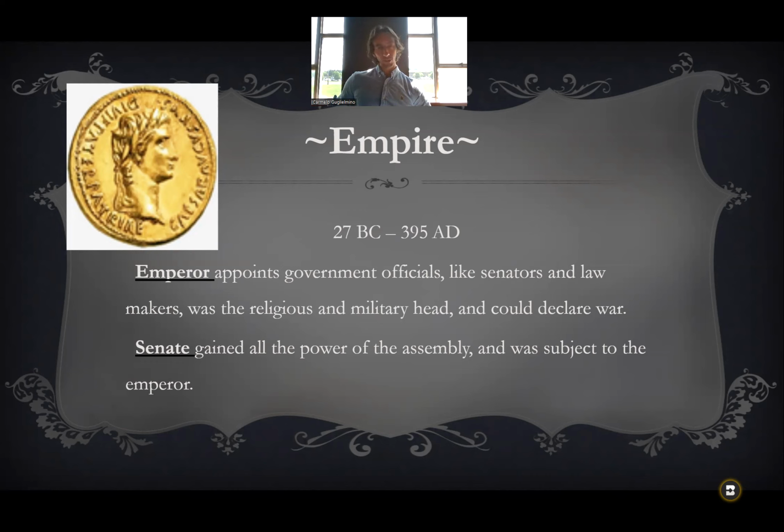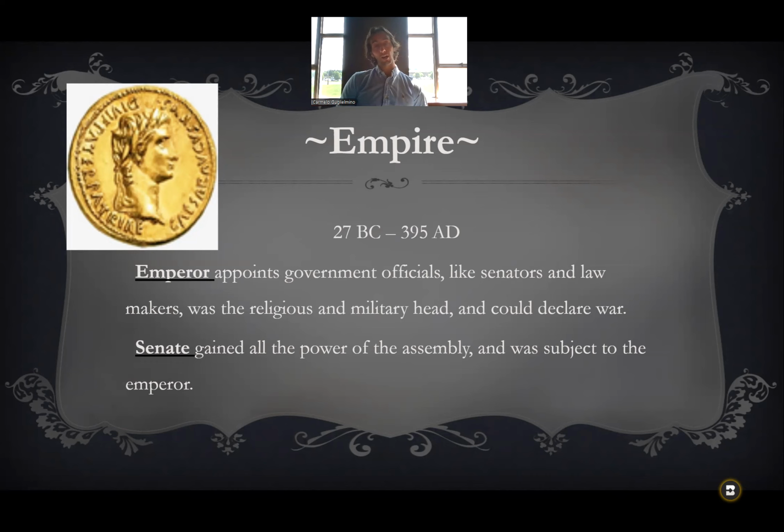Now, that continues up until Rome's fall in 476 AD, even though I put the date here as 395, simply because after that point, Rome does start to slowly collapse, and its government form reflects that as well. It starts to break up and all this kind of stuff. So the emperor had what sort of power in the government? He had the power to appoint government officials like senators and lawmakers. He was the religious and military head and could declare war as well.